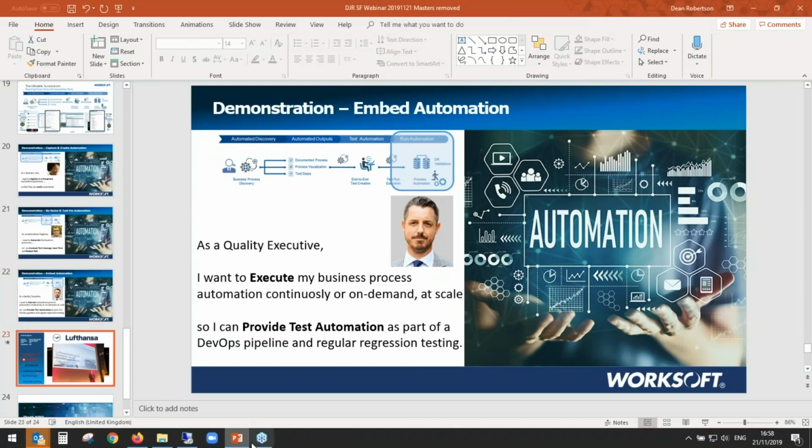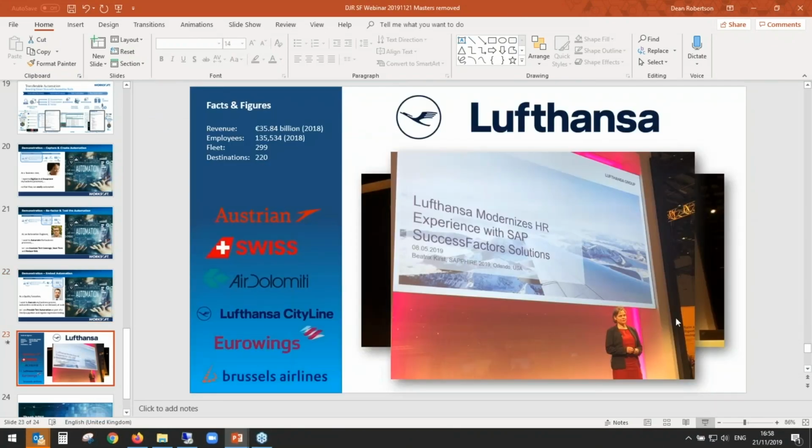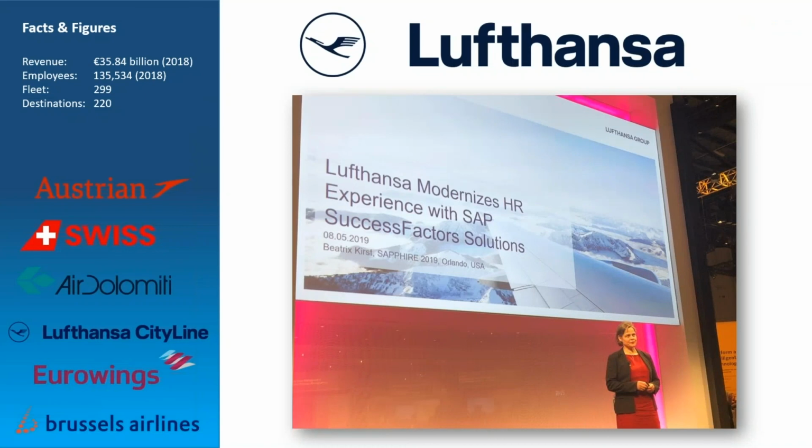And last slide, really, I showed that slide of Beatrix from the German airline group Lufthansa talking about why test. She was talking at Sapphire 2019 in Orlando. Let's talk about the scale of Lufthansa as an organization doing testing. They've got 135,000 employees. Their SuccessFactors implementation impacts potentially 135,000 people. They're a global operation. They've got bases in countries where there are different employment laws. They've got numerous different subsidiaries.